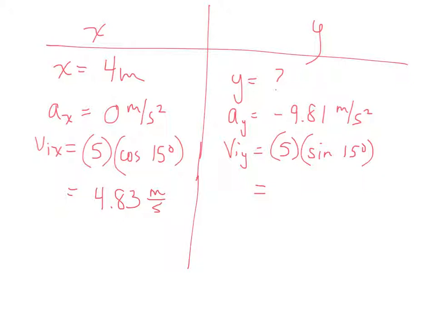And Viy, somebody else? What do we got? Steph? 1.29. Jen, remind us again why these answers make sense? Because both of these got to be smaller than the 5 to start. And which one is bigger? Yeah, because it's a low angle. Remember, the angle is less than 45 degrees. So Vx has to be bigger than Vy. And they're both definitely less than 5, which was the hypotenuse of the triangle.